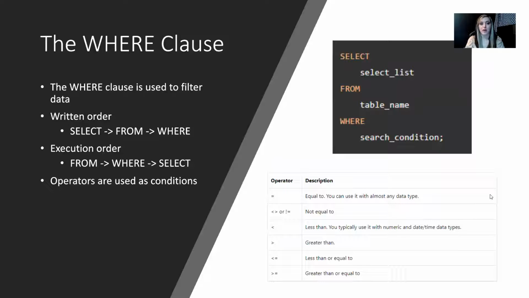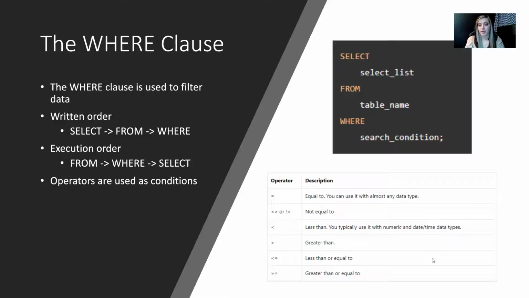Next, we have the where clause. The where clause is also known as a filter because it filters the data that you want to select. The written order for this is select from where, and the execution order is going to be from where select. And operators are used in this clause as conditions.